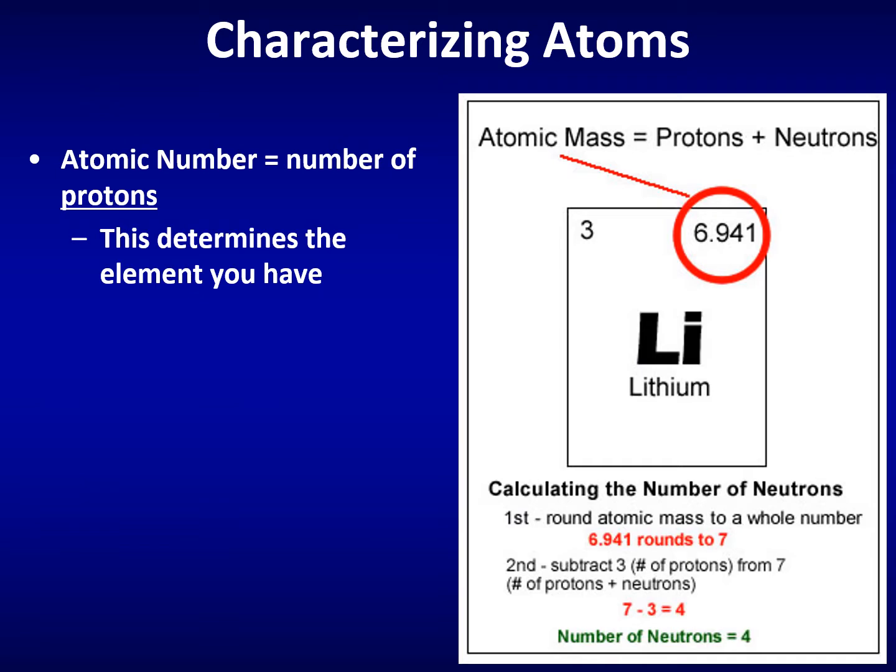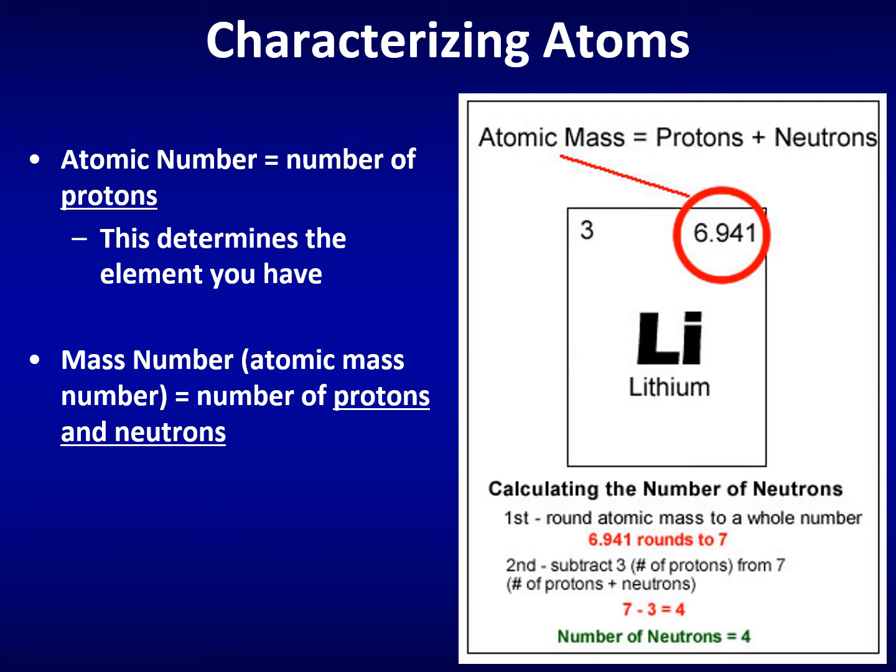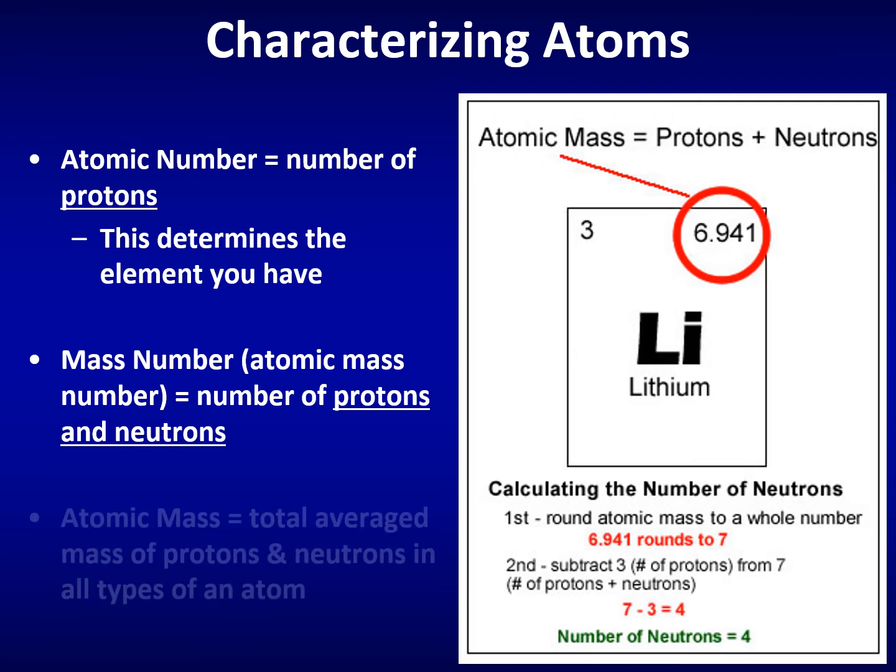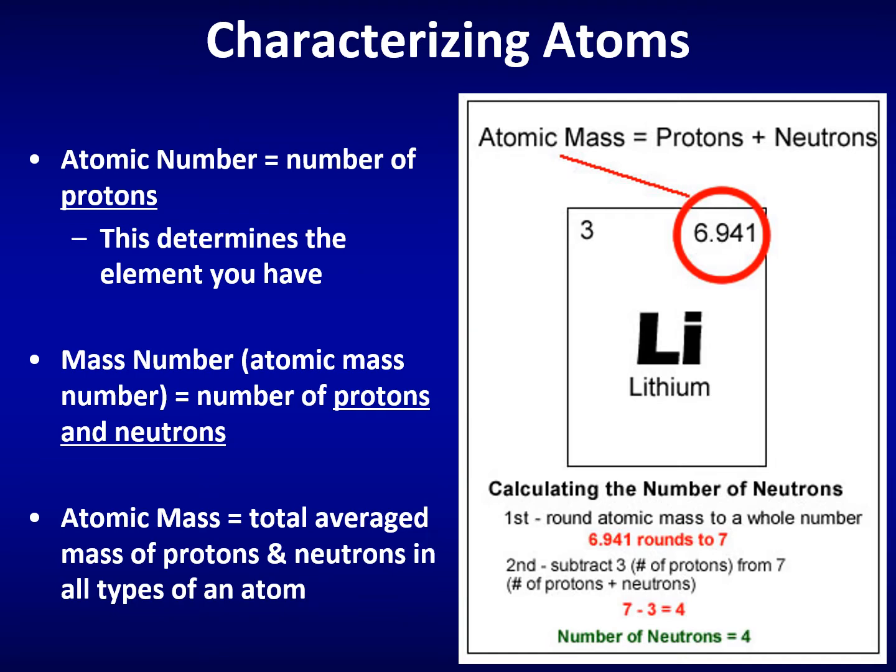The atomic number is the number of protons in an atom, and this really determines what element you have. The mass number is the number of protons and neutrons in the nucleus, because those both have mass, but the electrons do not. And as it turns out, there are several different kinds of the same element, and so the average of all the different kinds of an element is summed up in the atomic mass, which is the total average mass of the protons and neutrons in all types of an atom. What does it mean to have all types of an atom? Well, those are the isotopes. Let's talk about those next.